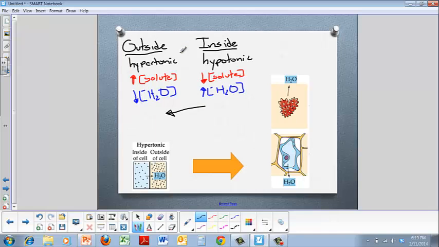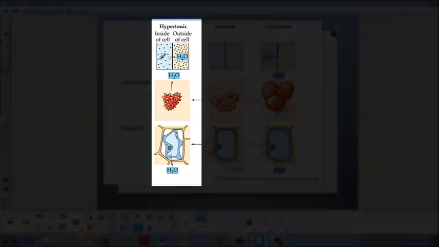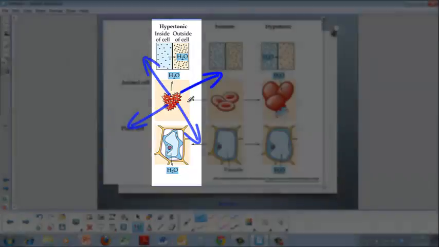So that happens again because it's a high solute concentration outside the cell, low water concentration. So again, here are pictures. If we place a cell in a hypertonic solution, the cell is going to crenate, it's going to shrivel up, it's going to die because water is going to leave the cell from a hypotonic environment inside the cell to the hypertonic environment outside of the cell.